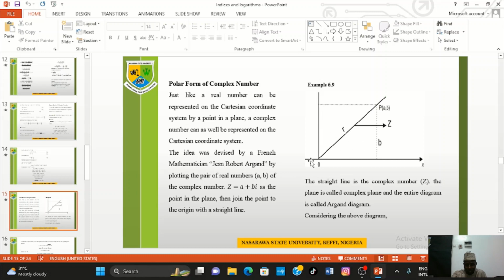So this is the vertical line, this is the horizontal line. Then this very straight line drawn out, coming to this place is B, here is the R, and this place is A. So at the point where they meet here is what? A comma B. So the straight line here is the complex number, which is Z. So the plane is called the complex plane, and the entire diagram is called the Argand diagram.